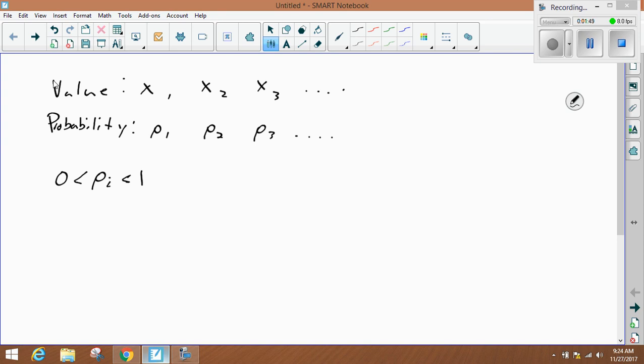And then it must also be the case that the sum of all p of i should be equal to 1. So if you add p of 1 plus p of 2 plus p of 3 plus however many you have, it should always add up to 1. So that's our basic rules we need to follow as we go through.